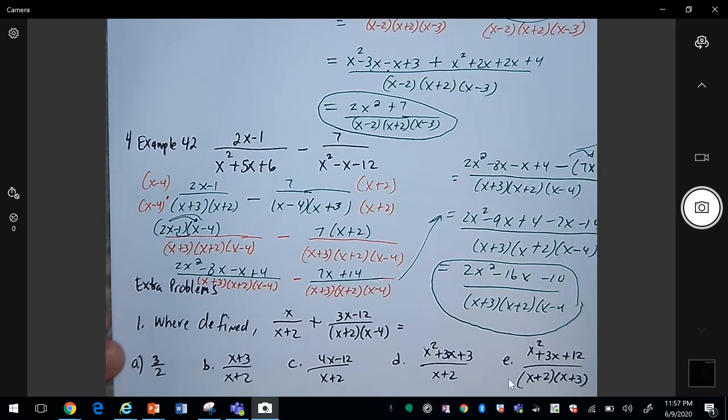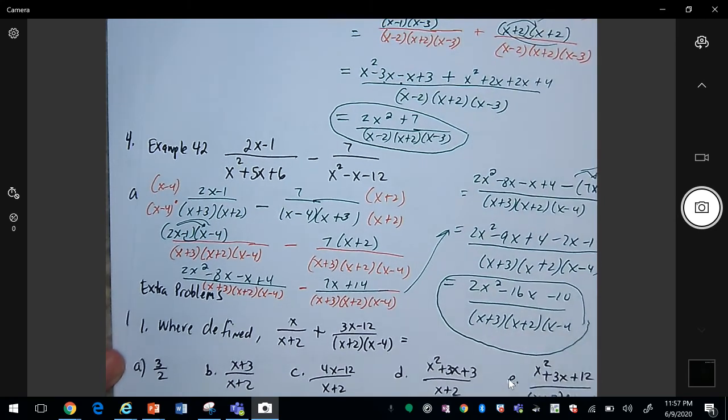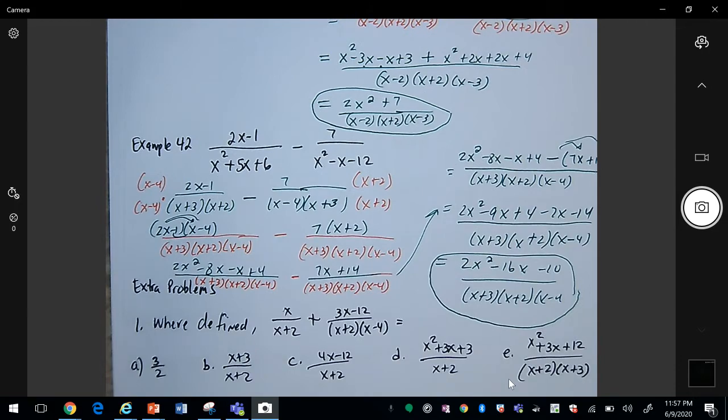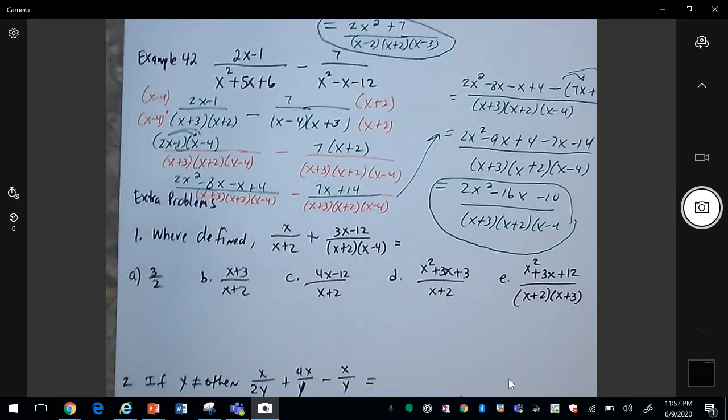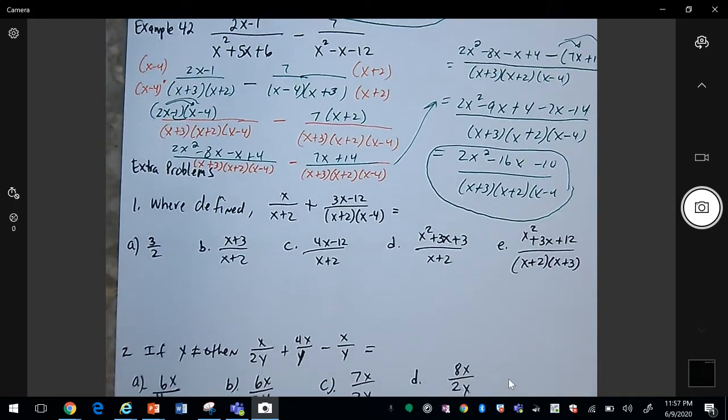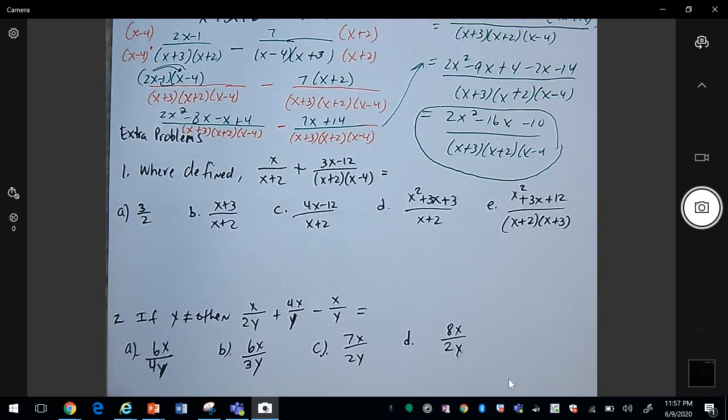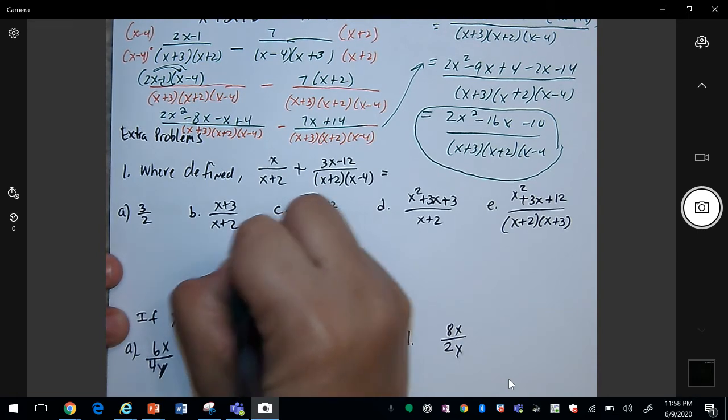So that was adding and subtracting rational expressions, multiplying and dividing. So now we can try a few examples that are similar to what you might see on the exam. So we're finding x divided by x plus 2 plus 3x minus 12 divided by x plus 2 times x minus 4. So the first thing is to simplify.